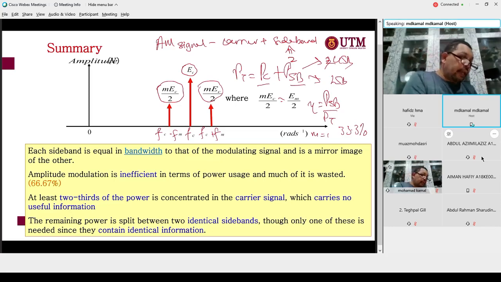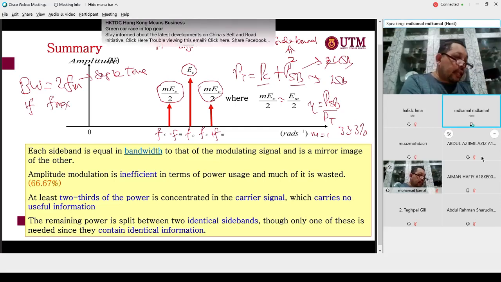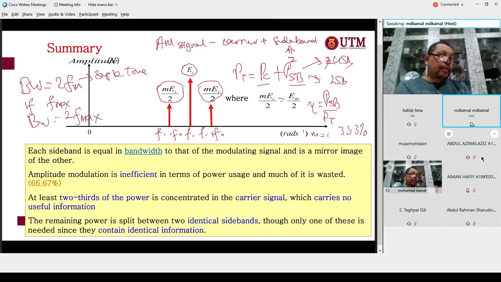Okay, what else? Bandwidth for the AM signal is actually 2F if you talk about a single tone. If F max, there are a lot of multiple tones there. Bandwidth actually is equal to 2 multiplied by F max. Okay, so this is the bandwidth for the AM signal. Okay, all right. Clear ke tak clear ke? Saya harap semua understand.